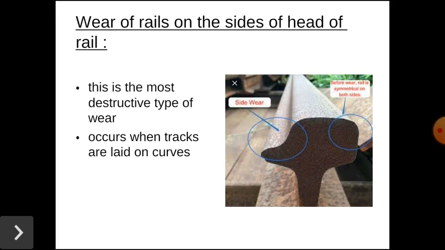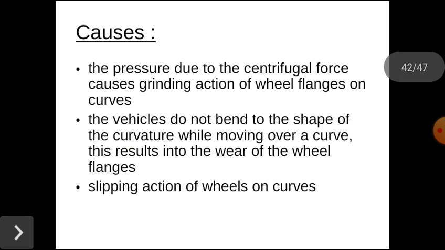And next one, the wear of rails on the sides of the head of rail. This is the most destructive type of wear, and it occurs when tracks are laid on curves. The main causes are the pressure due to centrifugal force causing grinding action of wheel flanges. The vehicles do not bend to the shape of the curvature while moving over a curve. This results in wear of the wheel flanges, and finally slipping action of wheel on curve. So these are the causes of wear of rails.